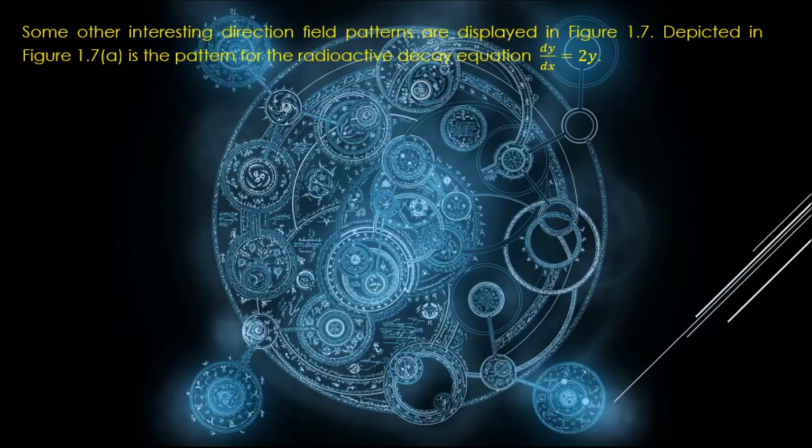Some other interesting direction field patterns are displayed in figure 1.7. Depicted in figure 1.7a is the pattern for the radioactive decay equation dy/dx = −2y. So the radioactive decay equation, we may encounter it in chapter 3 in the applications.